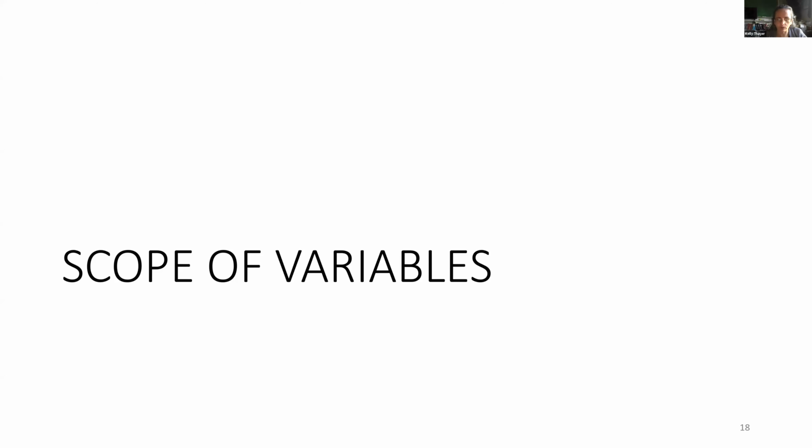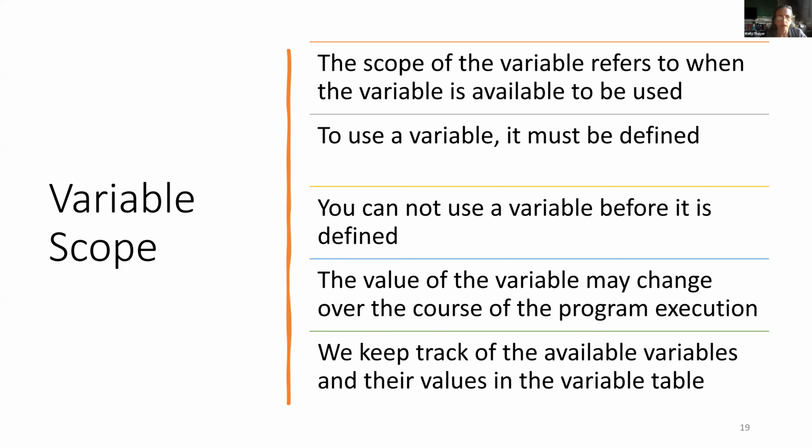Scope of variables, where they can be used. So the scope of the variable refers to the location where the variable is available to be used. To use a variable, it must be defined. So that should be fairly obvious from our previous discussion. If you haven't defined x and you try to do x plus 5, go to the variable table and look it up. Oh, it's not there. You're not going to be able to use it. You have to define your variables. You cannot use a variable before it is defined.